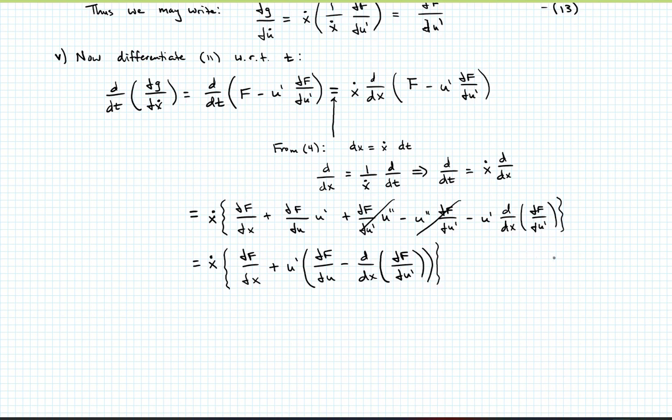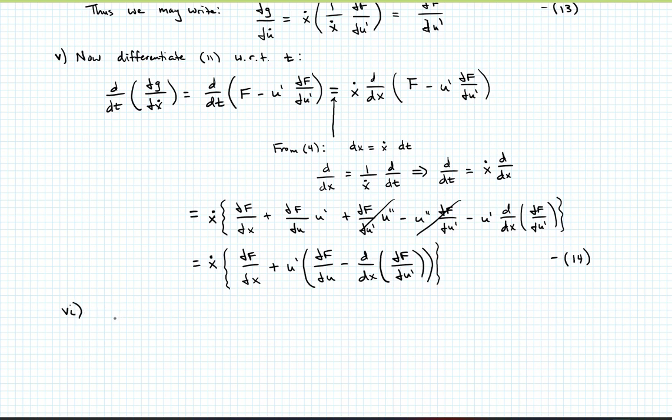We'll just leave this there and call it equation 14. I'll just point out, you'll notice this term here is precisely the Euler-Lagrange equation of equation 2. Okay. So we'll make one final observation. We'll call it observation 6.